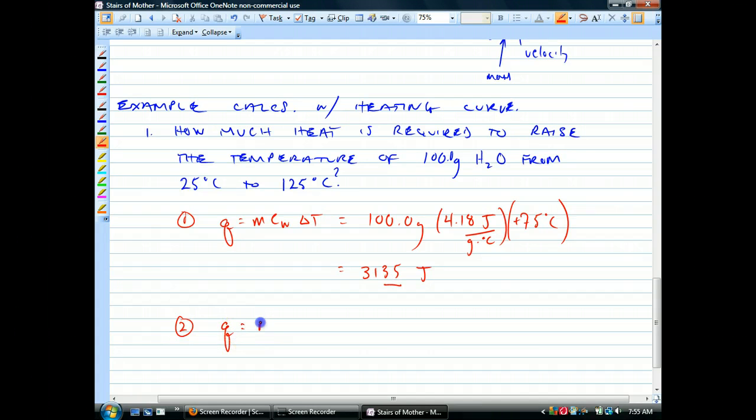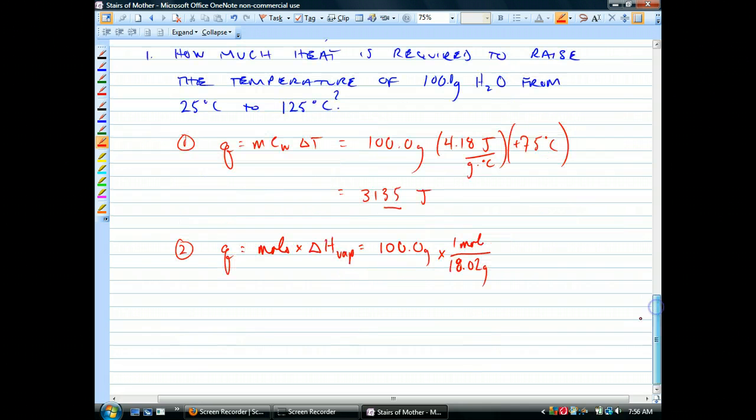Okay, 2. Q is equal to the moles times delta H vap. So we have to figure out the moles of the water. So it's going to be 100 grams times 1 mole over 18.02 grams. Aren't you glad to see the mole again? Yeah, you missed it, I know. We got to use it a little bit last time.